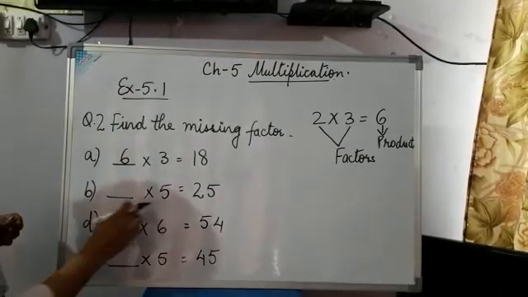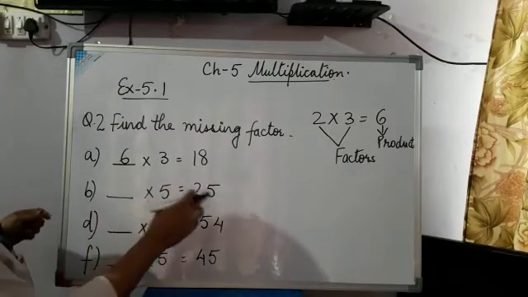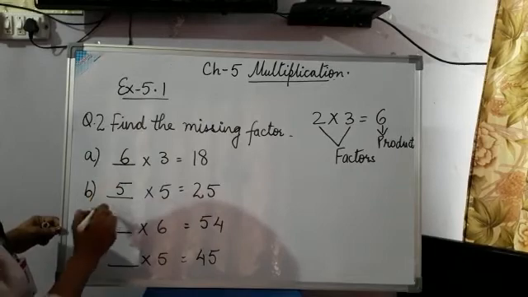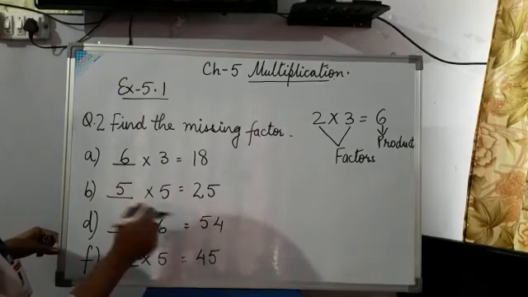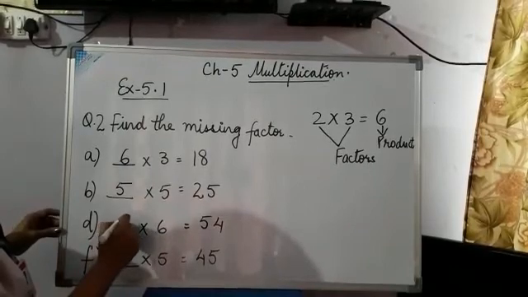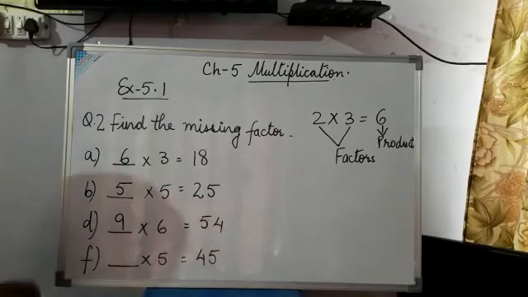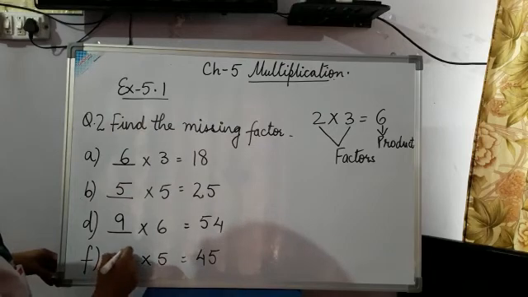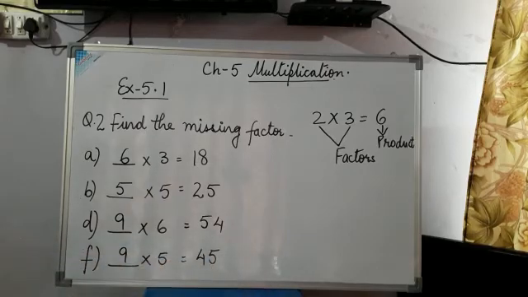Second question, what multiplied with 5 will give you 25? In other words, in the 5 table, when do you get 25? The other factor will be 5. 5 fives are 25. D part, 6 multiplied with what will give you 54? In the 6 table, on the 9th time you get 54. 9 sixes are 54 or 6 nines are 54. And in the last, F part, 5 multiplied with 9 will give you 45. That is 9 fives are 45.